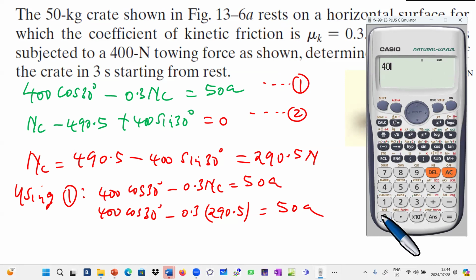So now you then need 400, minus 0.3, times 290.5. Okay, and we're getting this one. You're getting 259.2601615. And then we divide this by 50. And then the acceleration is actually 5.19 meters per second squared. You can write it as 5.185.